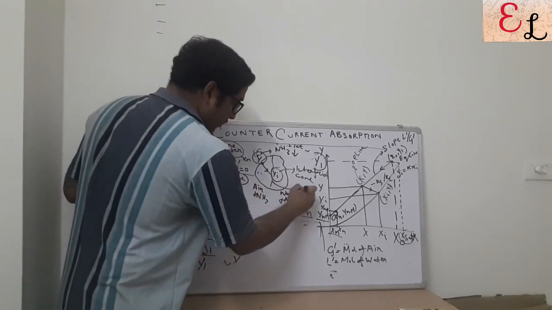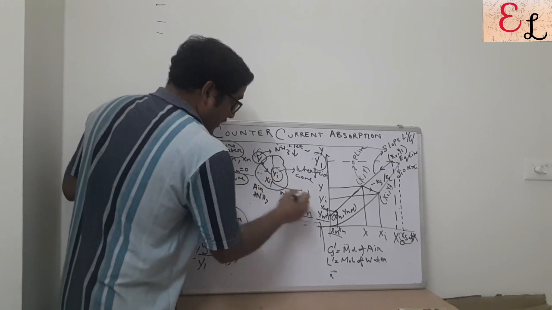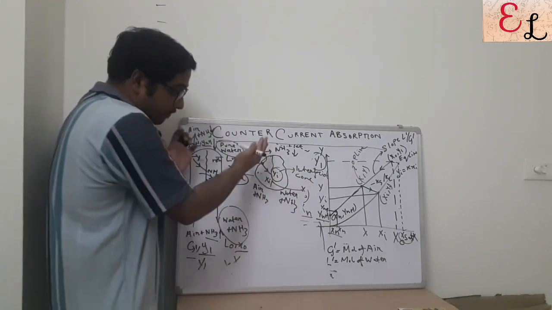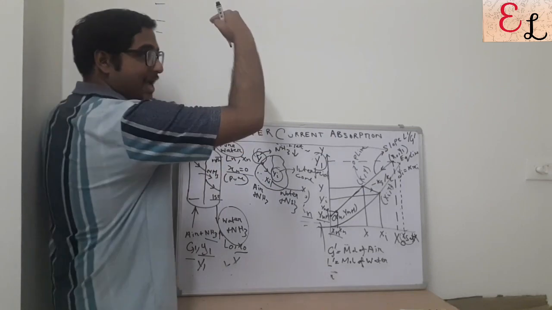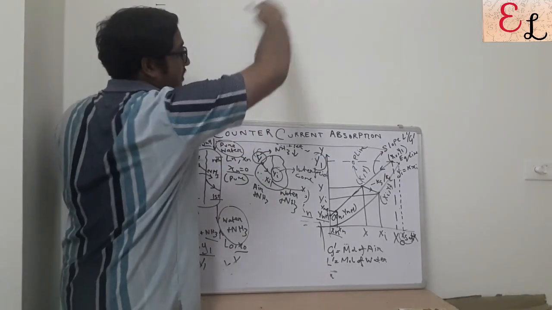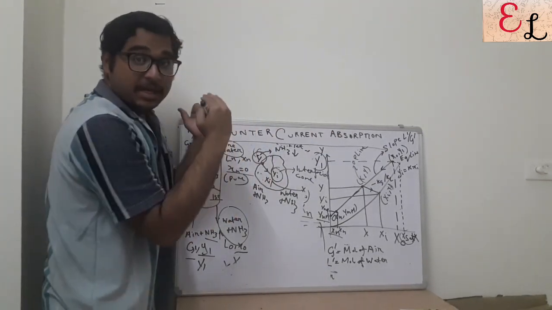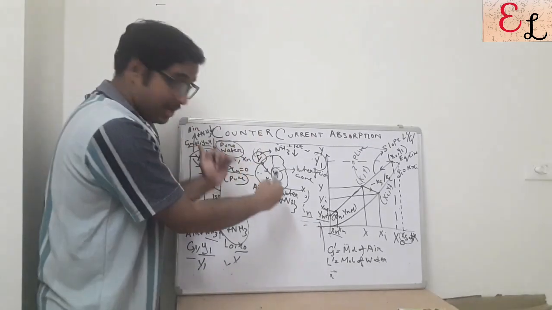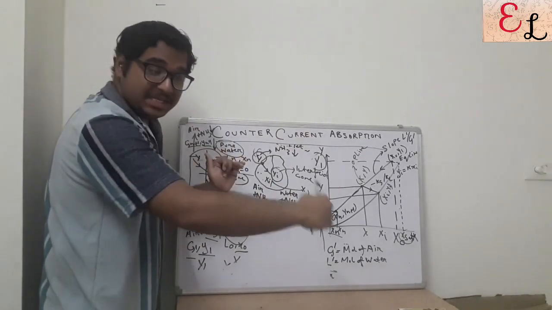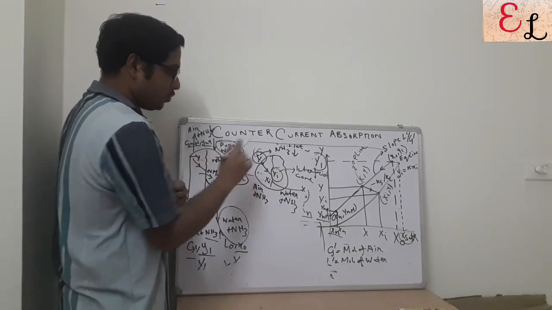After that, what will happen? It will go to x, that is, further it will decrease in the liquid state. So as we go from the vapor or gaseous phase to the liquid phase, the molar ratio keeps on decreasing. So this is what it states.